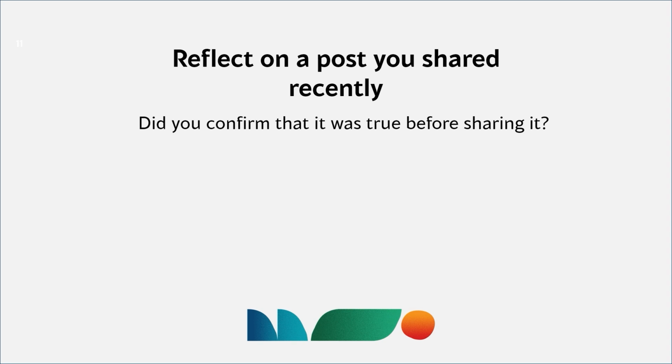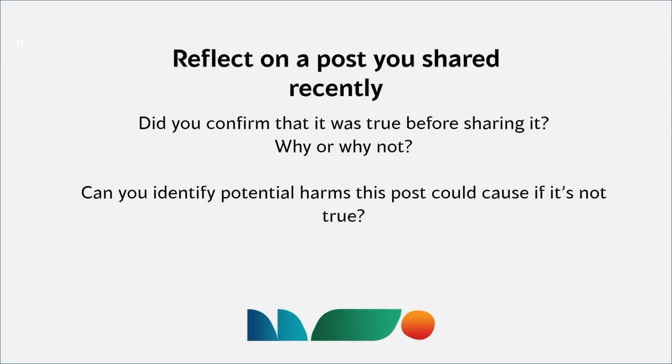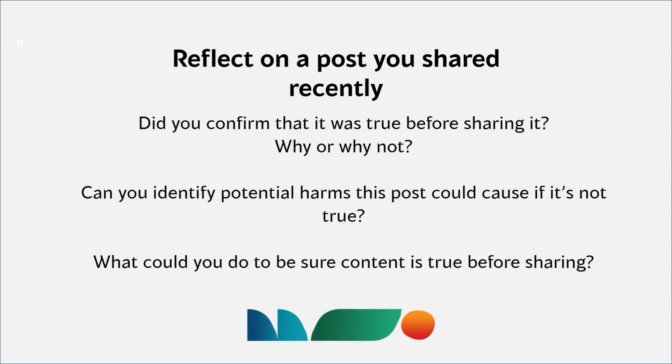Were you sure that it was true before sharing it? Why or why not? In other words, what did you do to be sure that it was true? Or what prevented you from being sure it was true? Can you identify harms that this post could cause if it's not true? What could you do in the future to be sure that something is true before sharing? You can write the answers to these reflection questions in Handout 1, Question 2. We'll explore the answers to the last question over the remainder of this session.